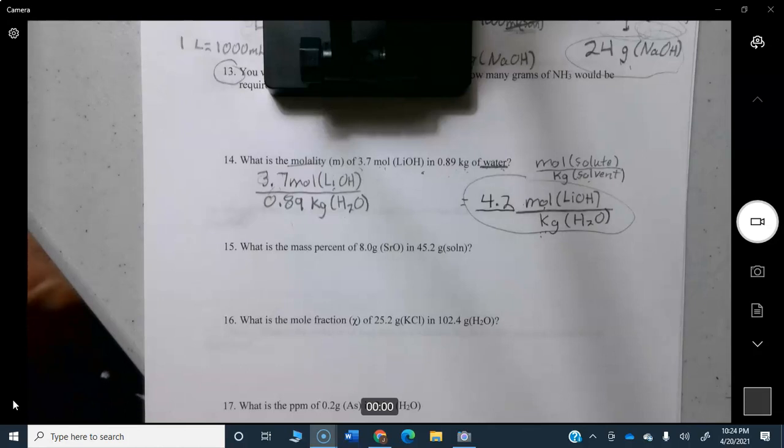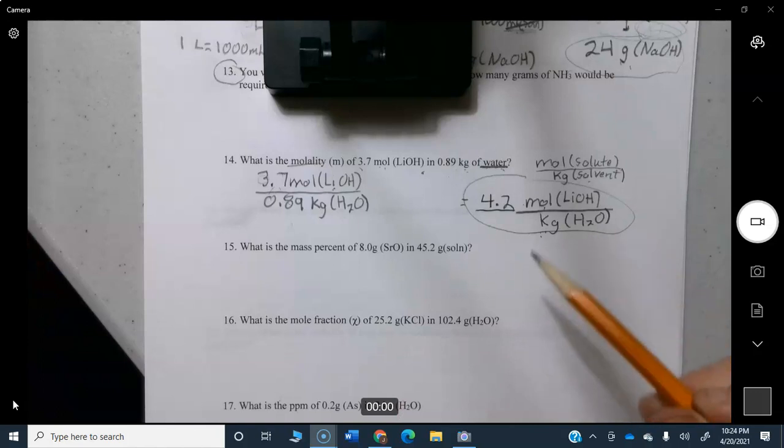Okay. All right, what is the mass percent? So let's just knock these down together. And you should be trying all of these on your own first. Okay, that's the deal.